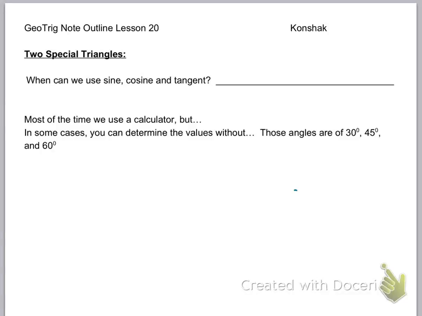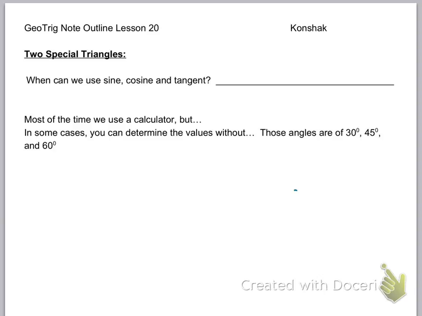Geotrig outline lesson 20. Today we're actually going to talk about some more of that trig stuff. For the most part, for most of us, this is going to be brand new. We've used trig before: sine, cosine, tangent, SOHCAHTOA. We've found values or ratios given an angle of a triangle, or we've gone the other way, given some sides of a triangle, and then we found an angle.